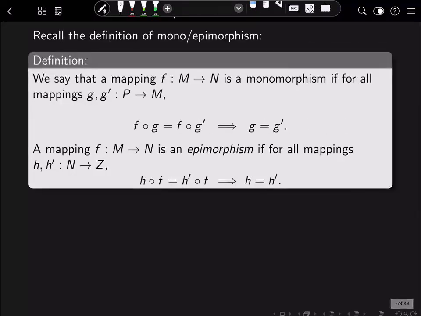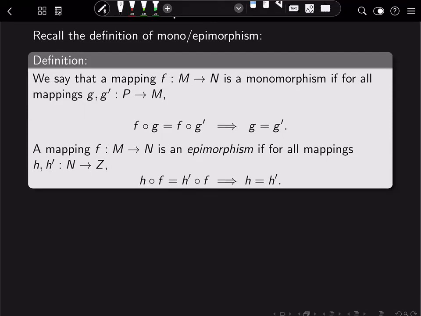So we have a mapping F that maps M onto N. We could just say M and N are sets, or they're just some objects in a category. And we say that this function is a monomorphism if for all mappings G and G prime that map P onto M, if F composed with G is equal to F composed with G prime, that implies that G is equal to G prime. So this is kind of equivalent, in the category of sets, to having a quote unquote left inverse.